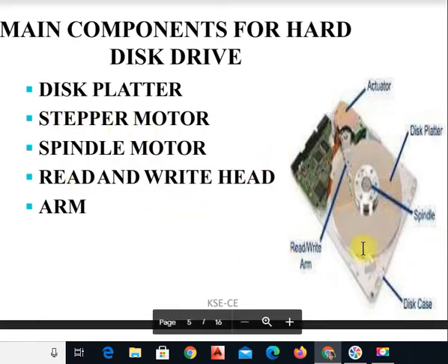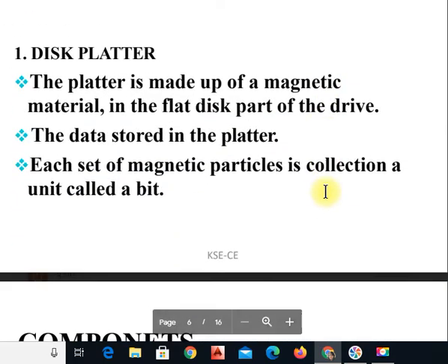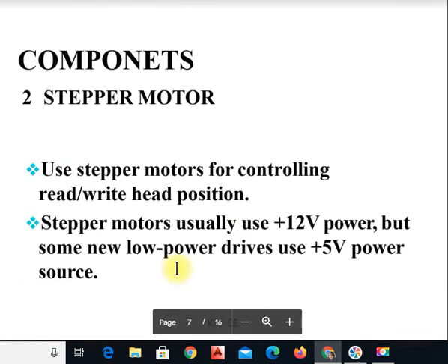Then the read and write head, and then the arm. The first component, which I already discussed, is the disk platter. The disk platter is coated with a magnetic material, and data is stored in the platter as binary information, in the form of bits or bytes.